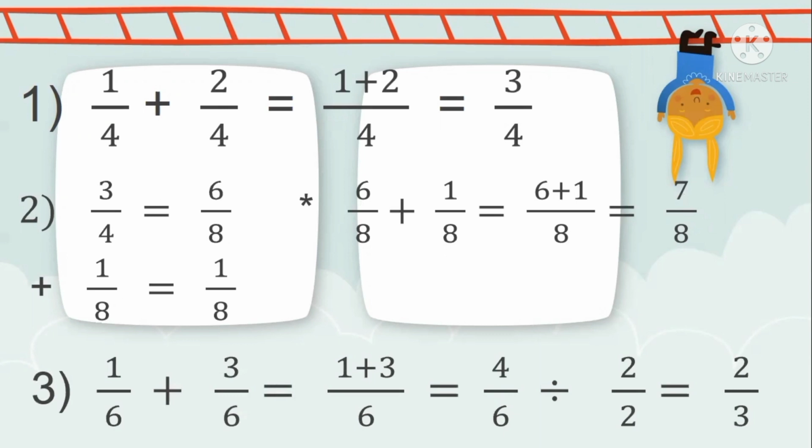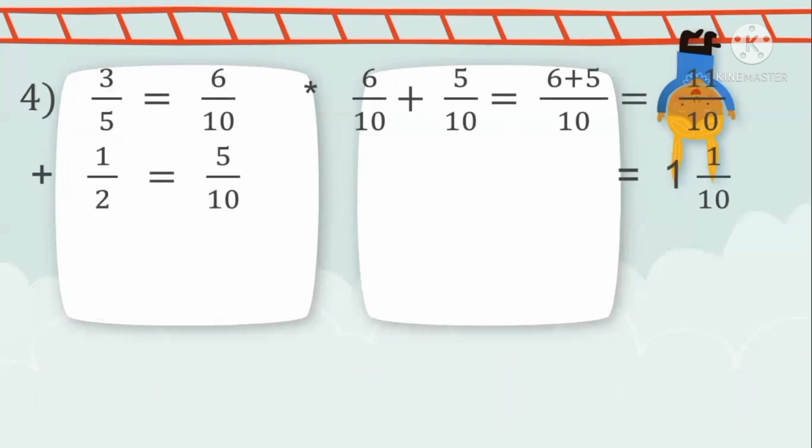Next, number 3. Similar fractions. So you could add the numerators directly. 1 plus 3 over 6. So it gives us 4/6. But it is not in lowest term, so you need to divide both the numerator and the denominator by its greatest common factor, which is 2 over 2. And our final and simplified answer is 2/3. Very good.